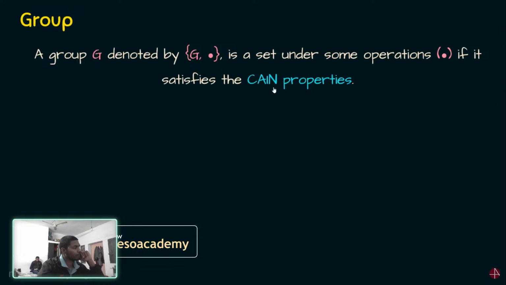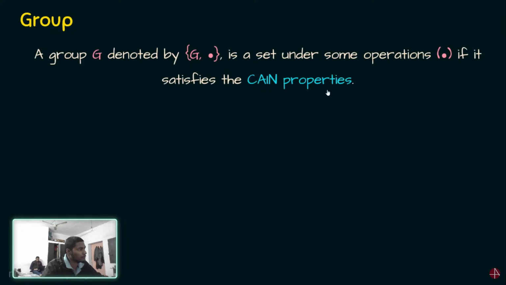Before I explain the CAIN properties, let me first tell you the group G is a set which is going to contain a set of items. But this group is not referred to as simply a set. It is referred to as a group. Why? Because this set of elements under this operation dot, when it can satisfy these properties, then this set is called a group.